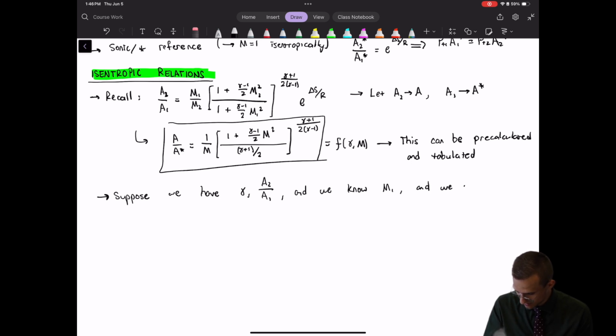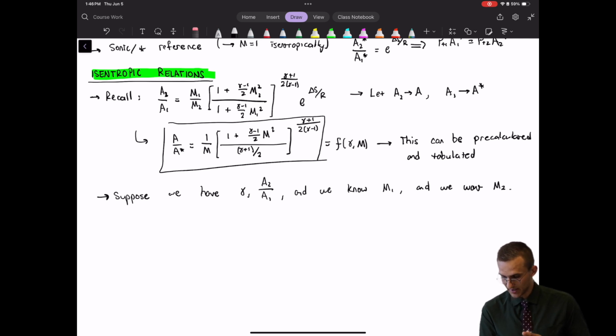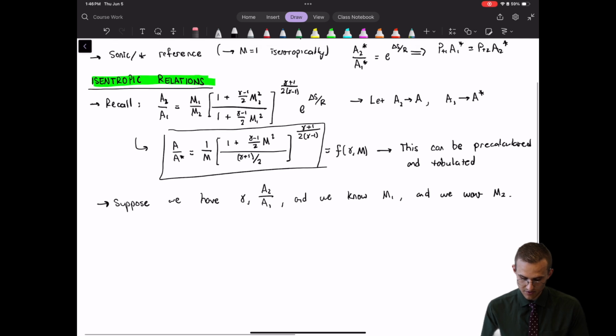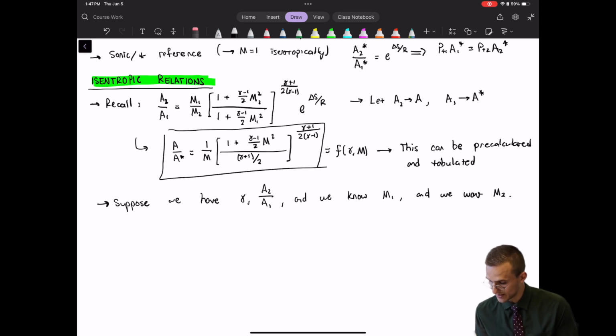And we want M2, right? Okay, so we know the ratio of the areas, and we want M2. Now we could just plug it into this formula here where we have A2 over A1 and solve for M2, but that's complicated because it's in a sense like a transcendental equation, right? Like you have M2 raised to a really complicated exponential, and it becomes difficult to solve for it algebraically.